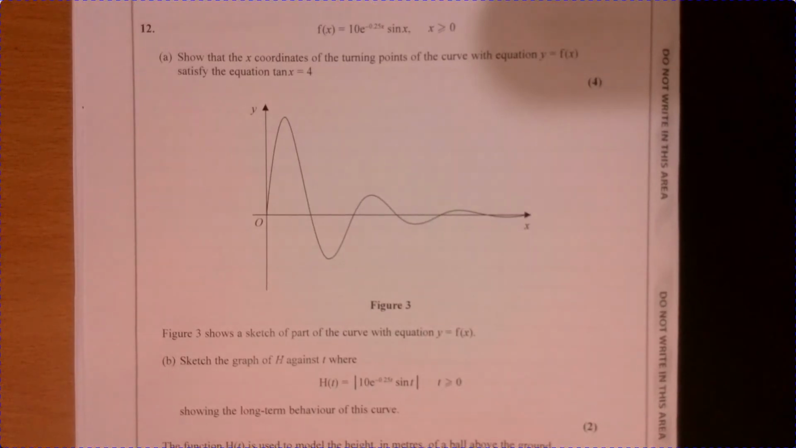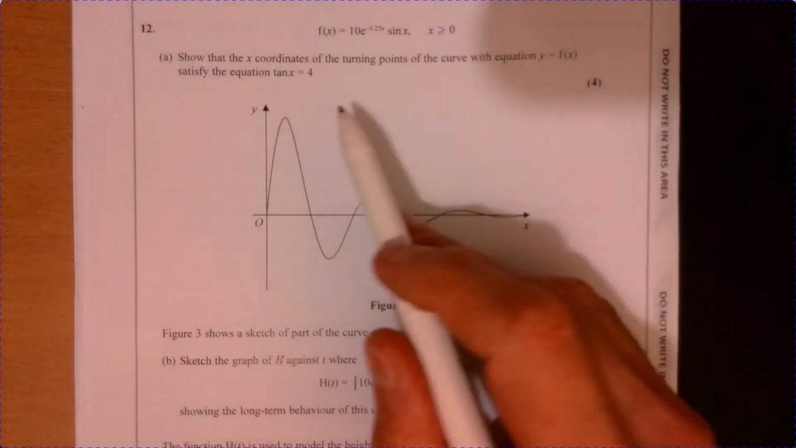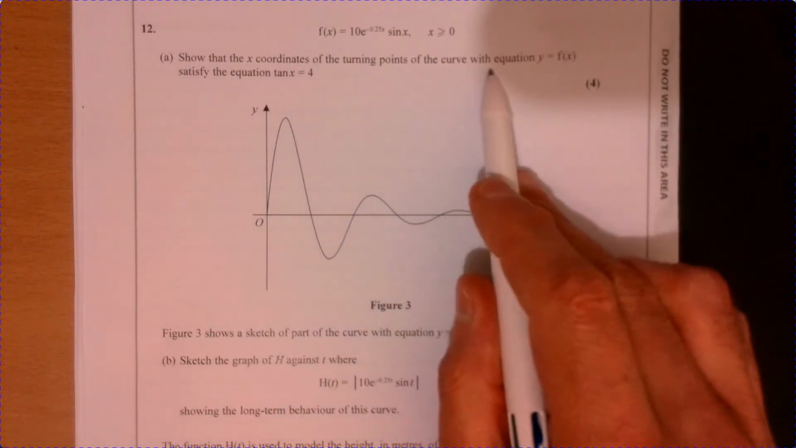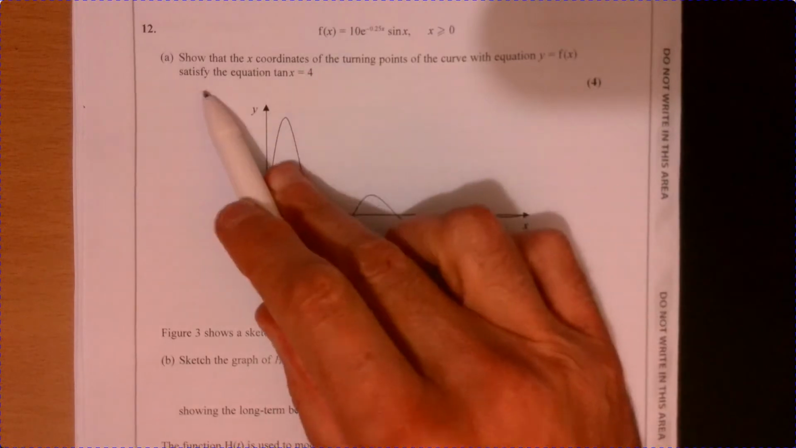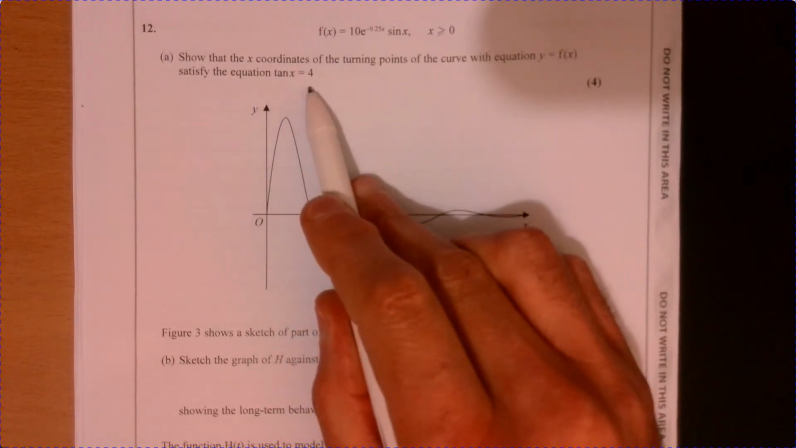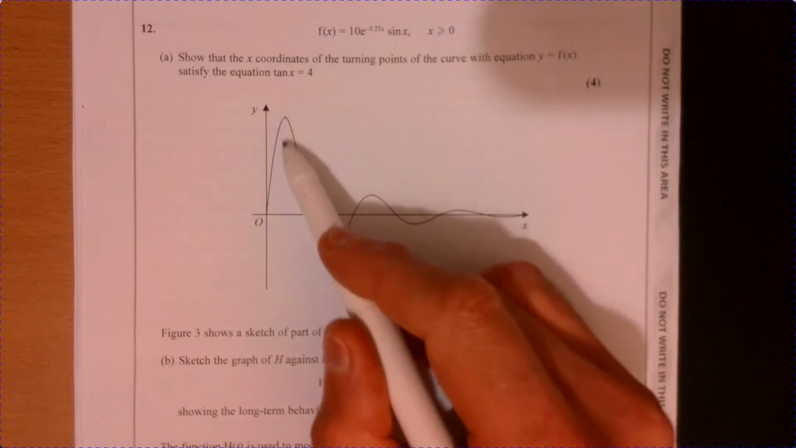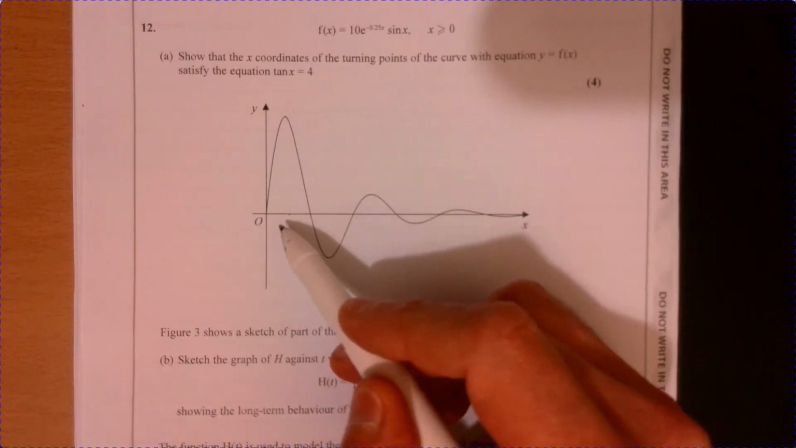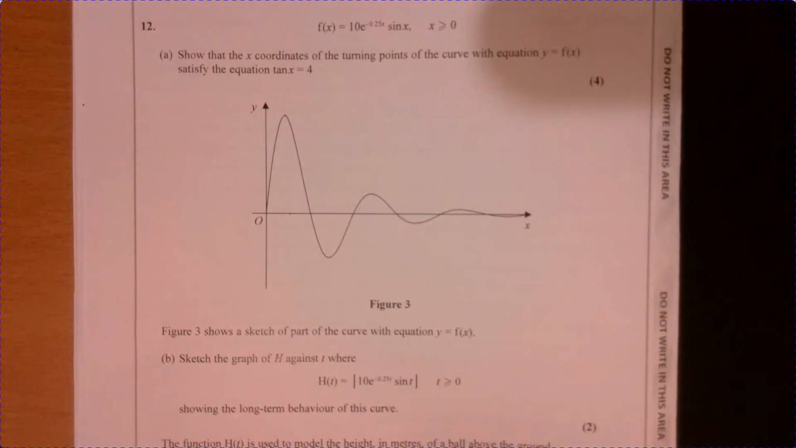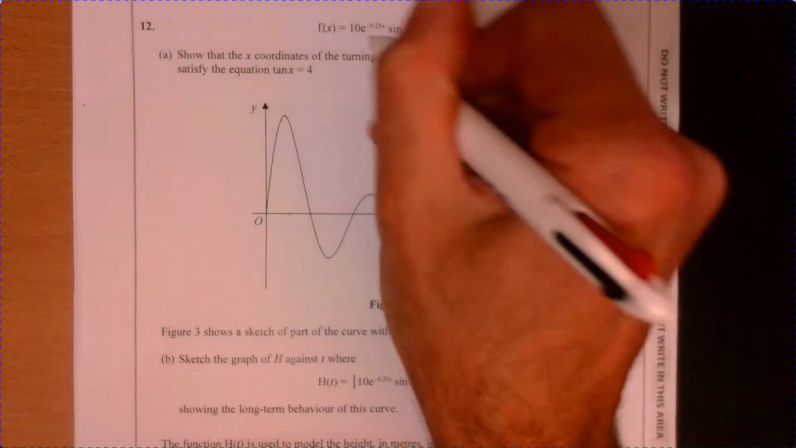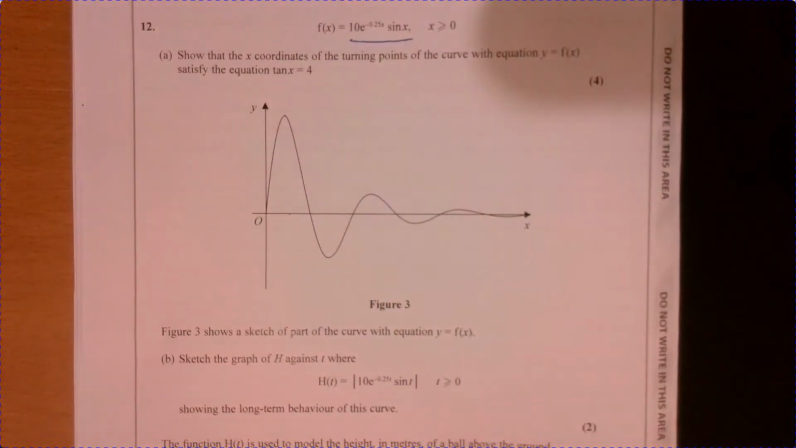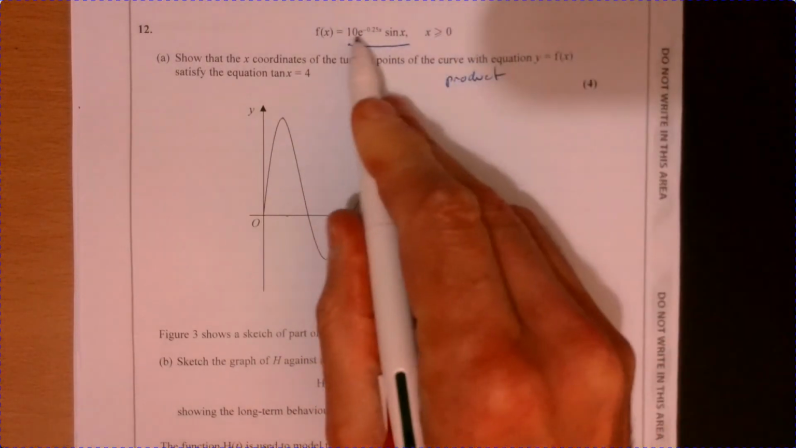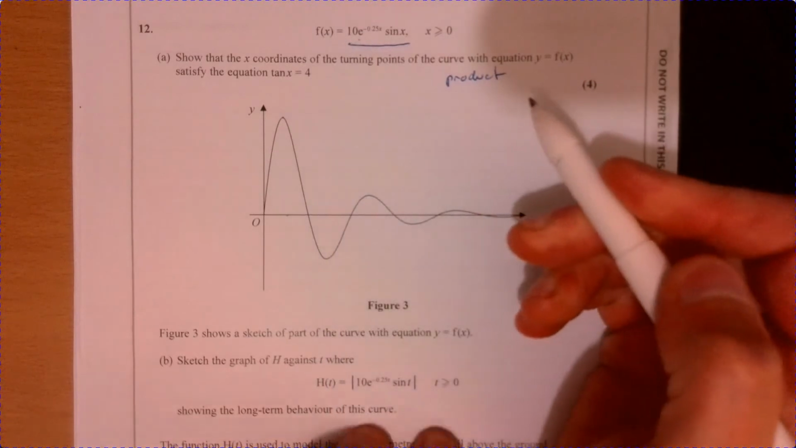Question 12. So what am I being asked to do? Show that the x-coordinate of the turning points of the curve for this equation satisfy the equation tan x equals 4. So I want to know the x part of this, so that means I need to differentiate and find out when that's equal to 0. So differentiate this just here, and that's product rule. It's got something multiplied by something, product rule.